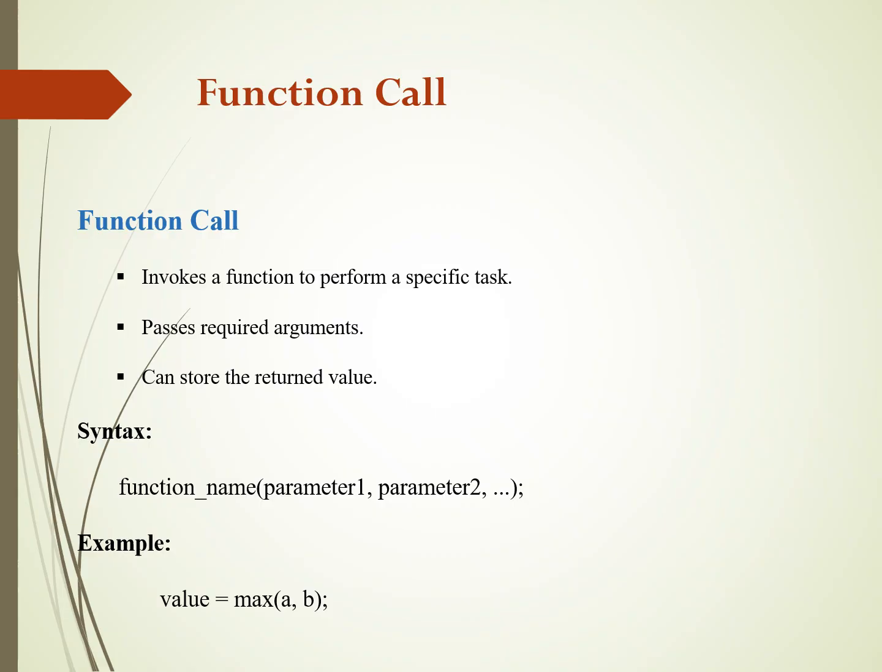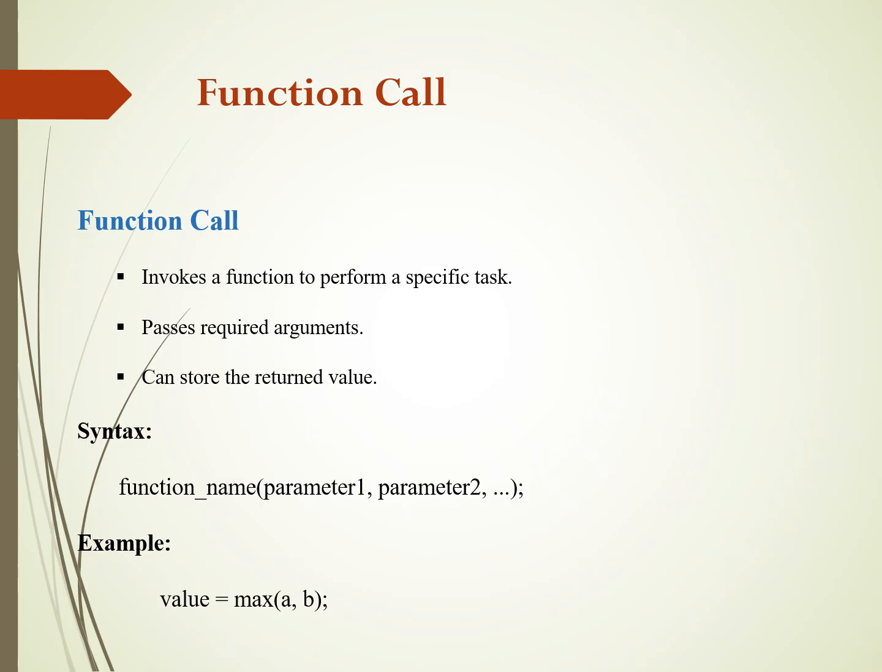Now let's understand the third part of a user defined function, which is the function call. A function call is used to execute a function whenever a task is required in a program. Simply defining a function is not enough. The function will execute only when it is called. When a function is called, the program transfers control to that function. The function performs the required operation and after completing the execution, control returns to the point from where the function was called. A function call can also pass arguments to the function.